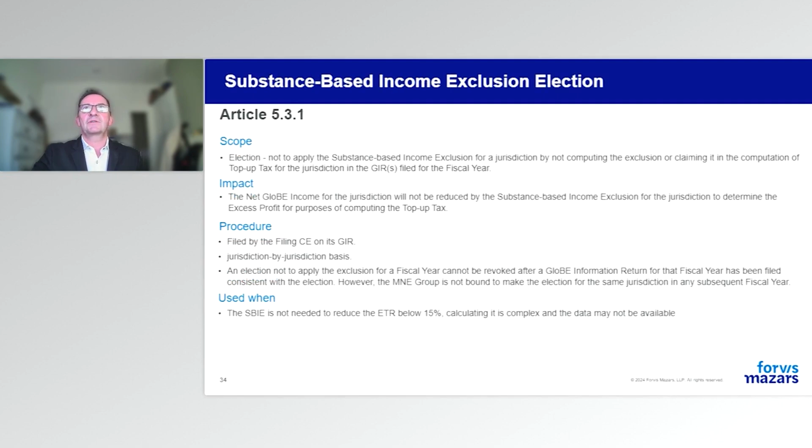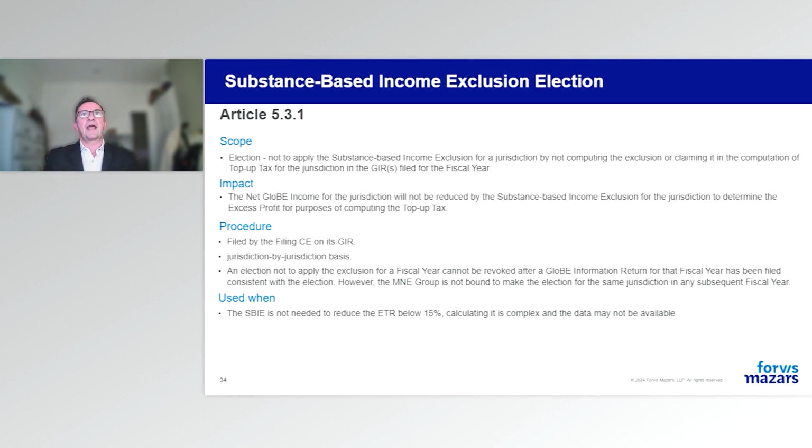The next one, so people who've got into this know the substance-based income exclusion is a complicated exclusion. It's one that needs the most data points. You have to apportion staff costs between jurisdictions. You have to pull out information from all over the place that's not in the ledger. And it's quite an inconvenient calculation to have to do. And if you don't need it in a jurisdiction, then why would you do it?